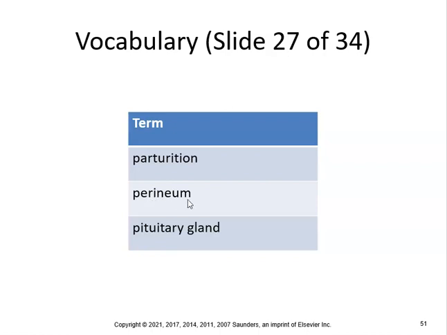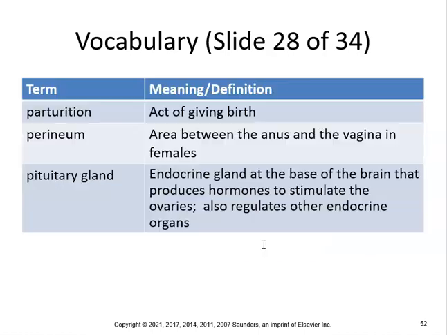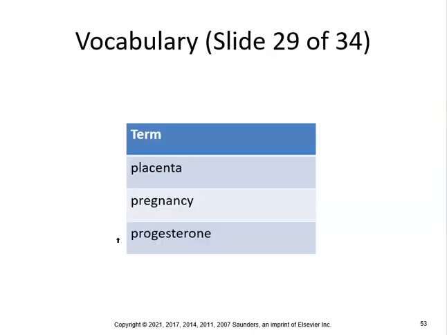Parturition, perineum, pituitary gland. Parturition. Usually if you see the word ending in shun, the emphasis will be on the syllable right before the shun. So parturition, micturition, urination. Parturition, act of giving birth. Perineum is the area between the anus and the vagina in females. Pituitary gland, an endocrine gland at the base of the brain that produces hormones to stimulate ovaries, also regulates other endocrine organs. It's found in the sella turcica of the sphenoid bone. Placenta, pregnancy, and progesterone.